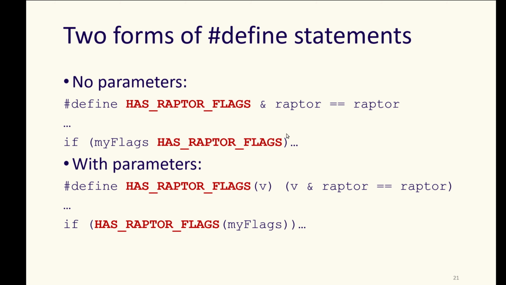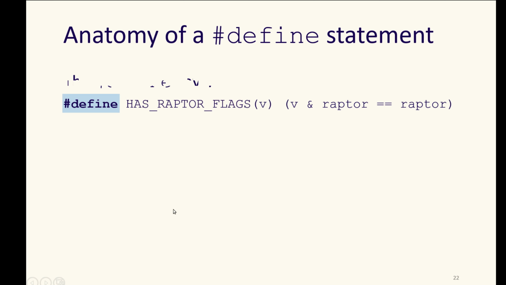We could do the exact same behavior using parameters and make this look a little more like a function. So we give it some parameter v, which is just a name, and then whatever is given to the HAS_RAPTOR_FLAGS macro will be put in place of v, and then the full statement will be put in place of HAS_RAPTOR_FLAGS(myFlags). So it will come out to the exact same thing as above, "myFlags & RAPTOR == RAPTOR" being the condition of this if statement.